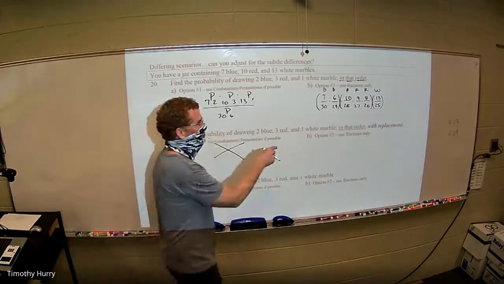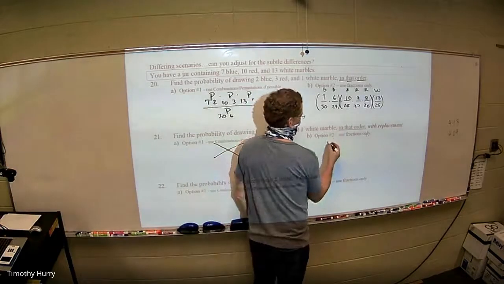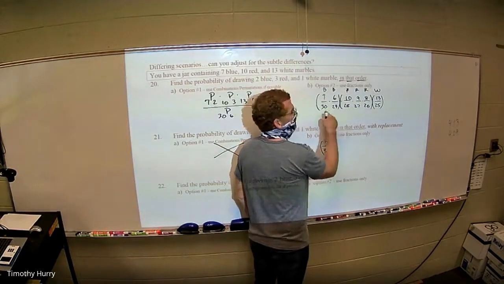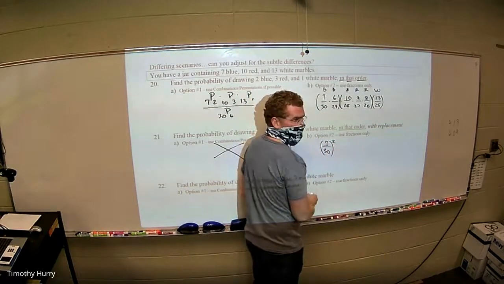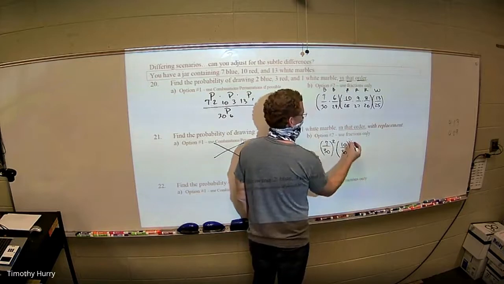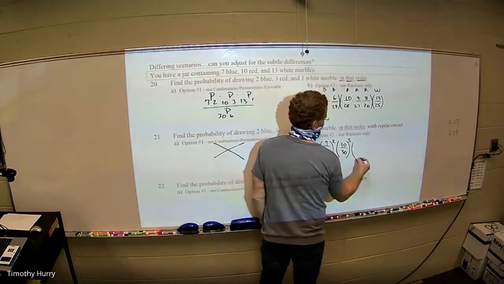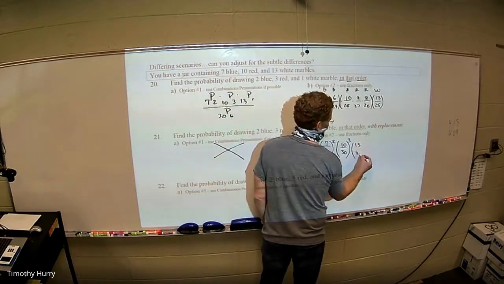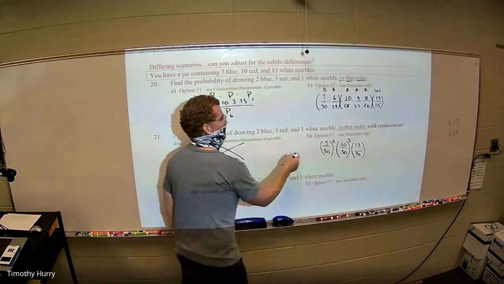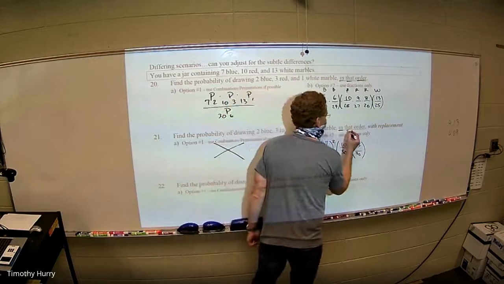But I could still do this, but what happens? If I'm putting it back, it's just the same thing twice, right? And if then I have 10 over 30, but I'm putting it back, same thing 3 times, and then 13 out of 30, and nothing changes in the denominator because I keep putting it back. But again, I do not have that stuff in the front because it says, hey, in that order.